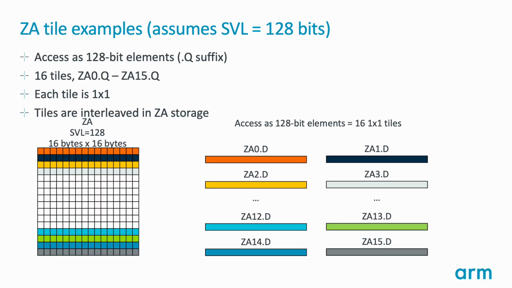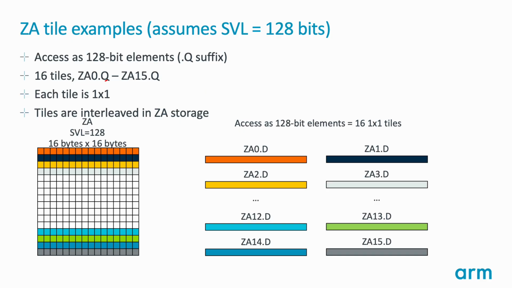Again, this is an example extended to 128-bit element size, wherein we'll be using the suffix q, indicating that it is a 128-bit element size, and we'll have 16 tiles. Each tile will have just 1 row and 1 column. That's about the tile, how the tiles are formed.